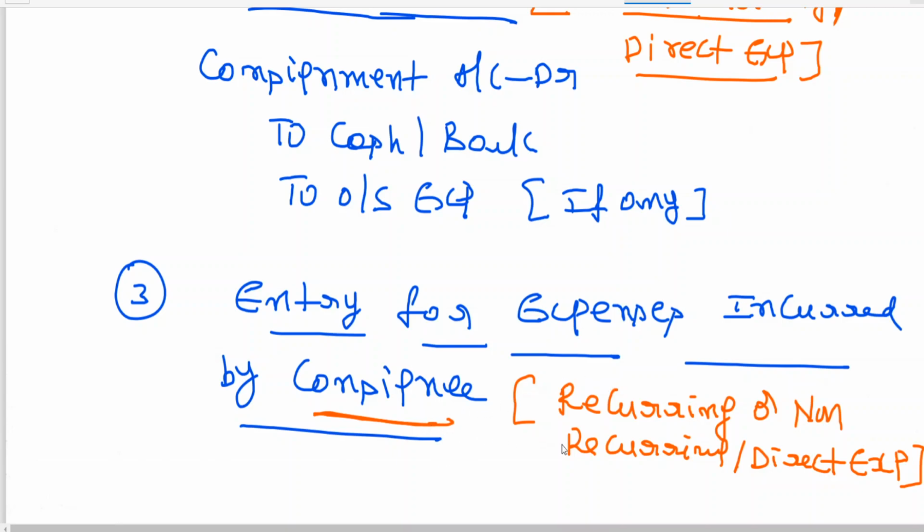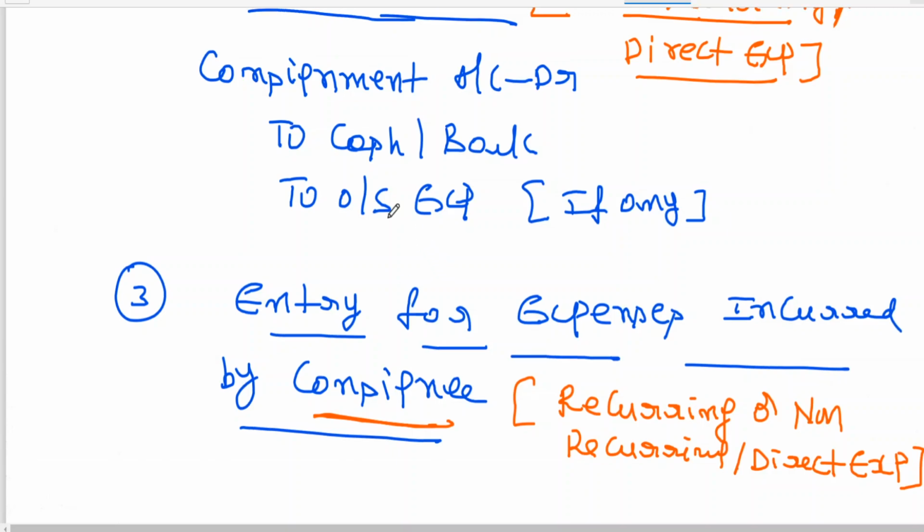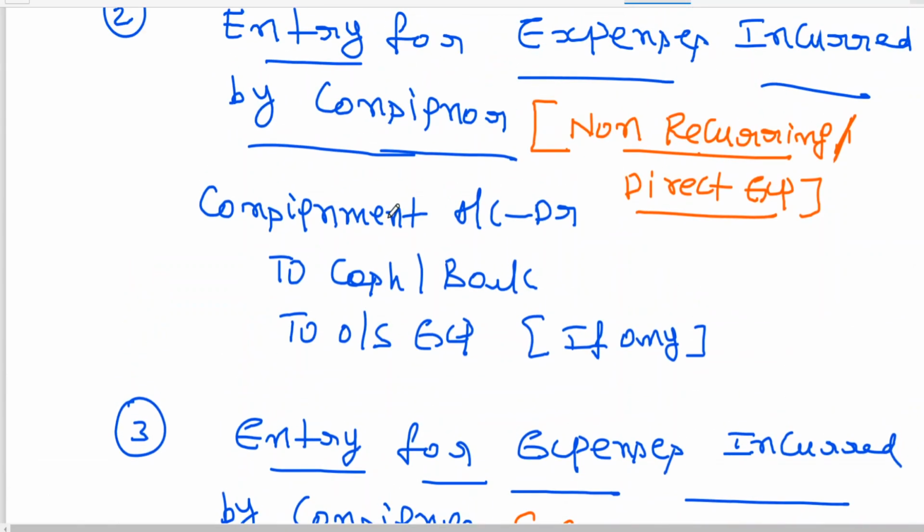Entry for expenses incurred by consignee, recurring or non-recurring. Non-recurring expenses are called direct expenses. So what is direct or non-recurring? The expenses which are incurred for bringing the goods into saleable condition are called non-recurring or direct expenses. Whatever expenses the consignor incurs for bringing the goods into saleable condition, till he dispatches the goods, are non-recurring, meaning he will incur them only once.